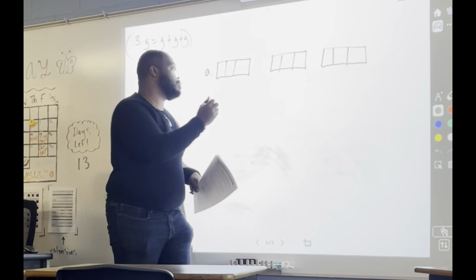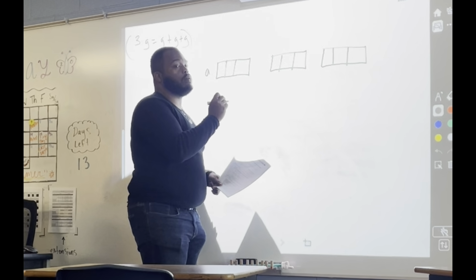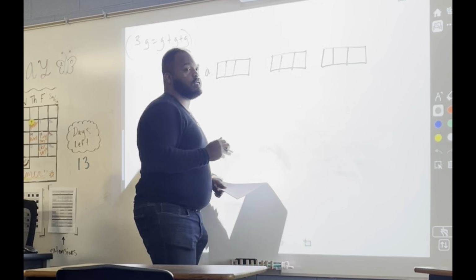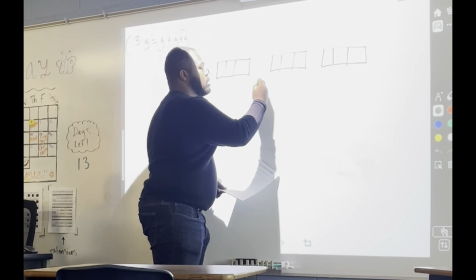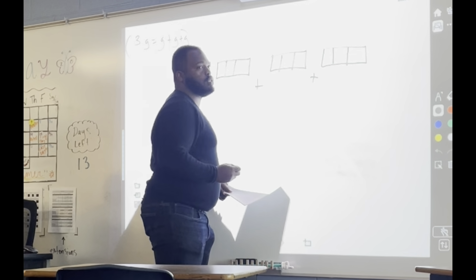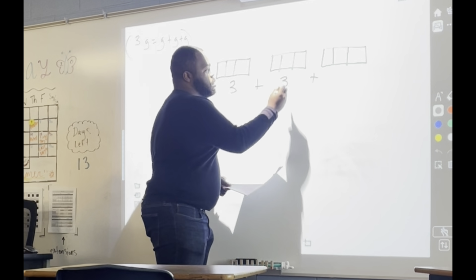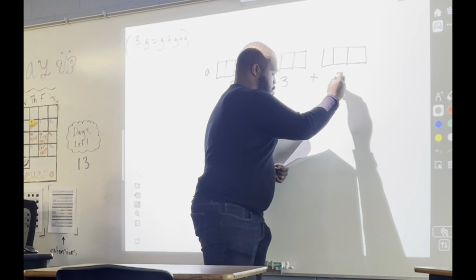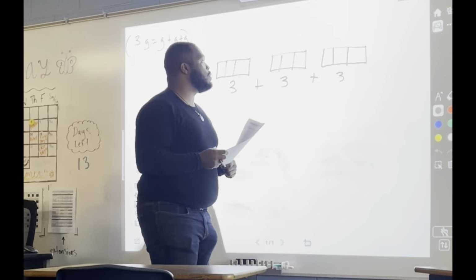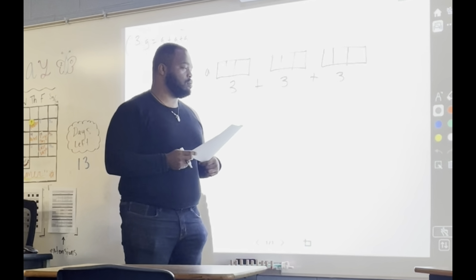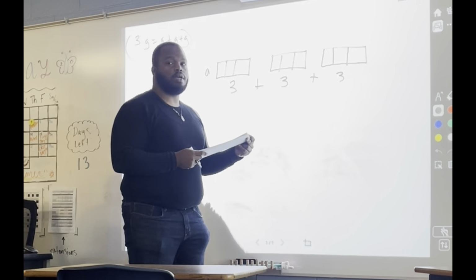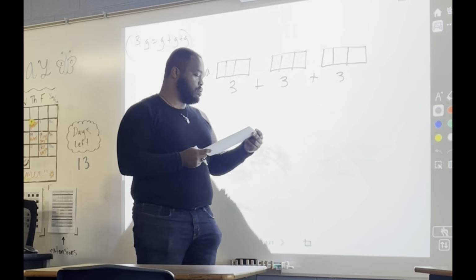3 rows, yeah, 3 rows. But what would it be as an addition equation? It will be plus. Oh, 3 plus 3 plus 3. Yep, 3 plus 3 plus 3. Do we write that? Yes. So you need to have this written for letter A.